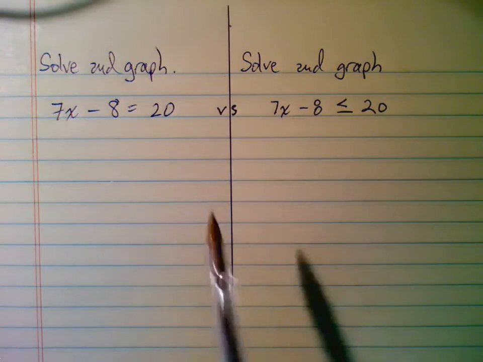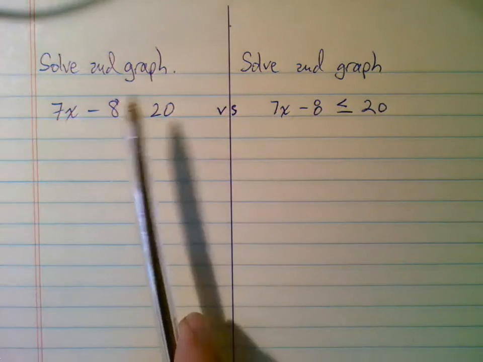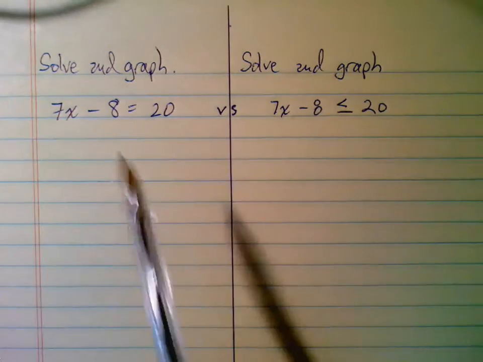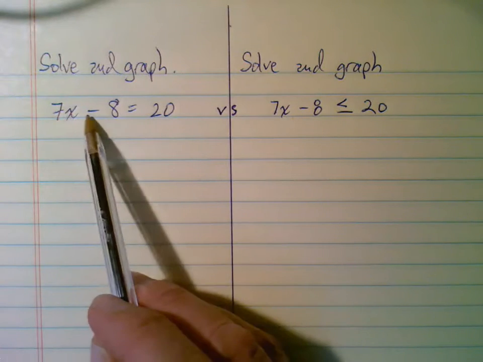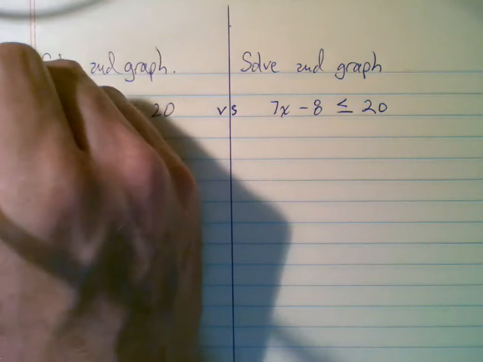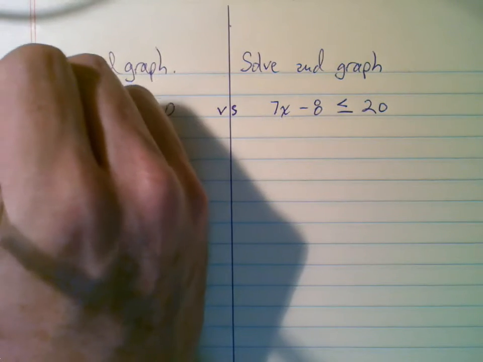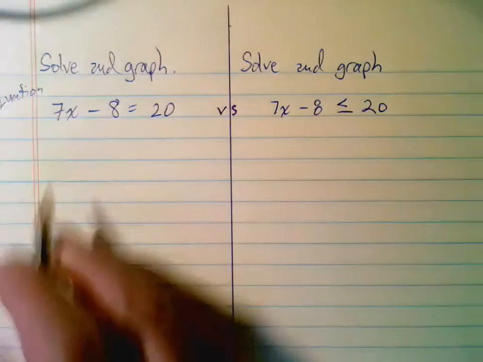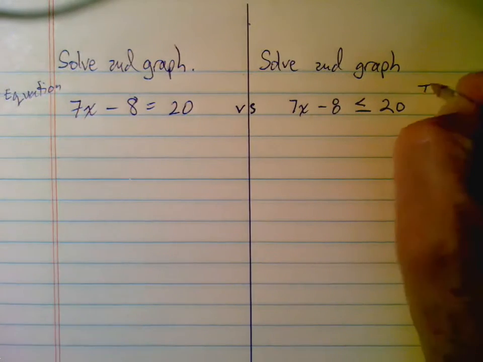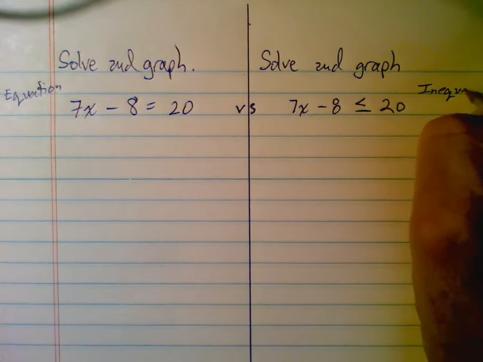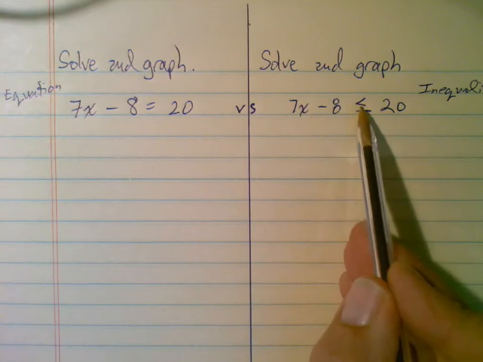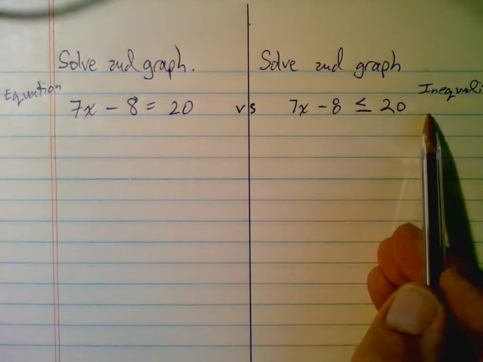Okay, hey, we're here. What we're going to do is solve and graph these two problems. First problem, we have 7x minus 8 equals 20. We're solving an equation in this case because we have an equal sign. Over here, we have an inequality: 7x minus 8 is less than or equal to 20.